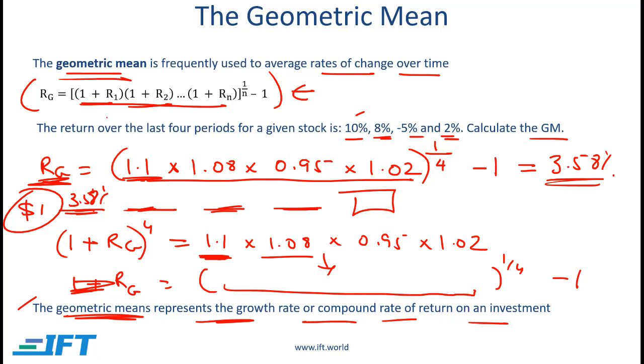Now, before you move on, I want you to pause here and make sure you memorize this formula. So given returns, you do 1 plus each return. If there is a minus return, then we have 1 minus that number. So this would be 1 minus 0.05, which is 0.95. We take this entire product raised to the power of 1 over n, and then we minus 1.